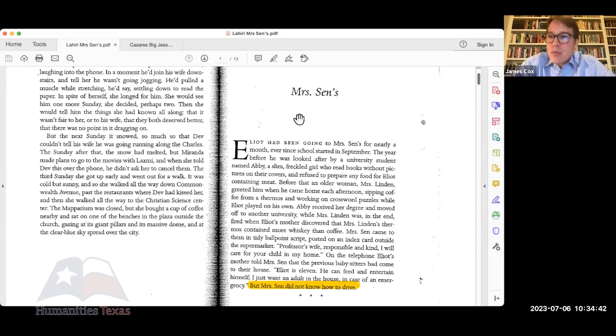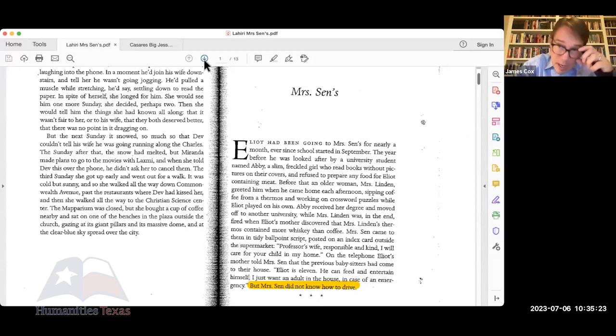If you didn't have the chance to read it, it's about a young kid, Elliot, who has a single working mother who wants Elliot to have some adult supervision. They burn through a couple babysitters and end up with Mrs. Sen as Elliot's babysitter. And Mrs. Sen, this is the central conflict of the story, doesn't know how to drive. So Elliot's mom is concerned that if there's an emergency, how is Mrs. Sen going to get Elliot to the doctor or to the hospital or wherever he wants to go?